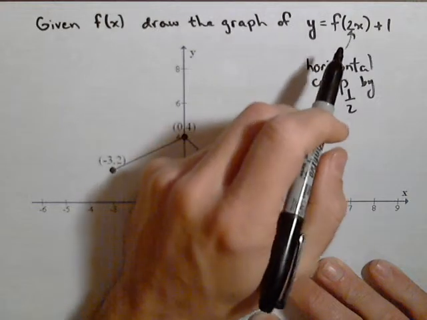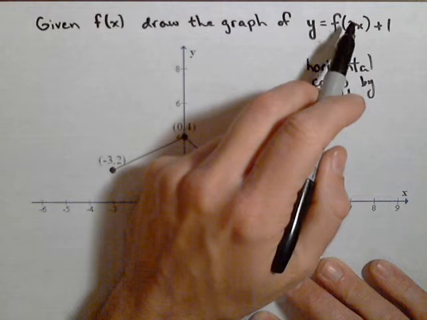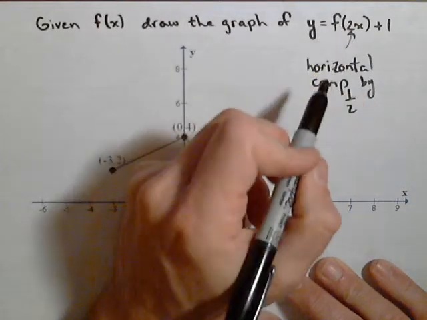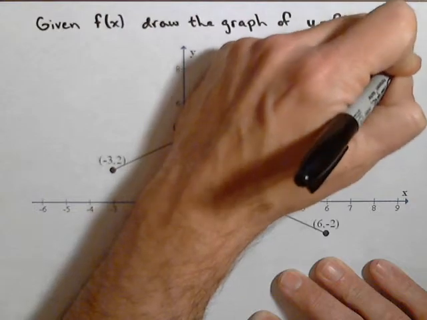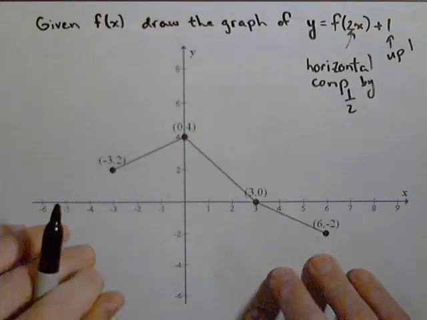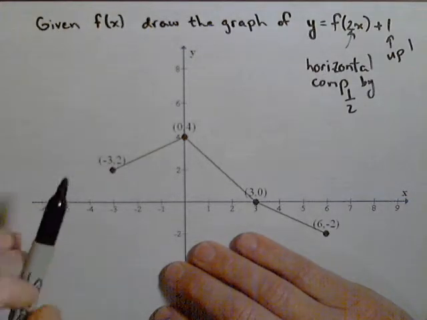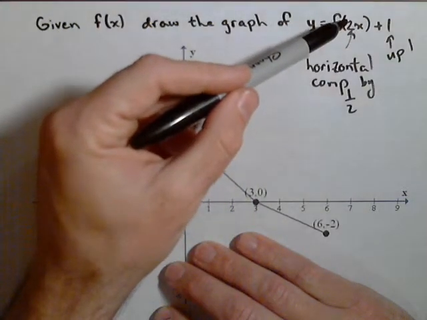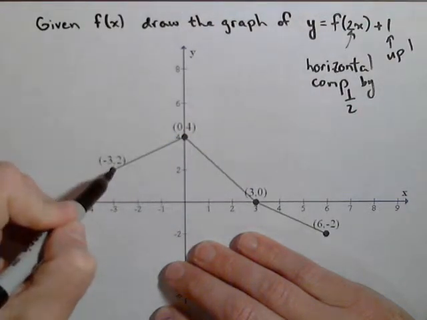Remember, inside the parentheses is always kind of opposite of what we'd expect. So instead of multiplying the x values by 2, it's actually going to cut them in half. The 1 on the outside is going to move it up 1. So that's going to add 1 to all our y values. So we're not too concerned with the order because one thing's happening on the x value, one thing's happening on the y value. So let's take our point -3, 2.